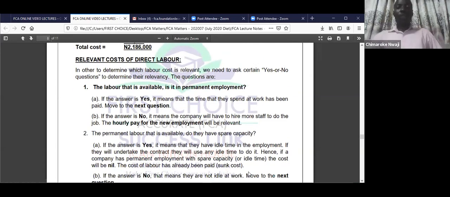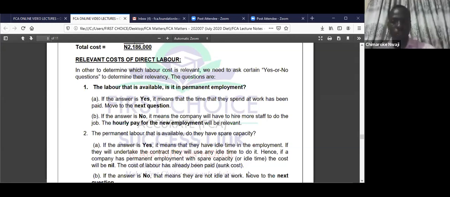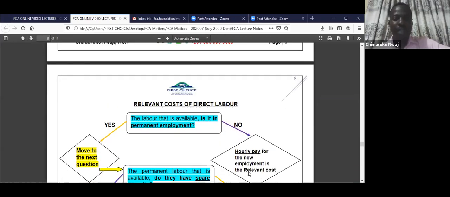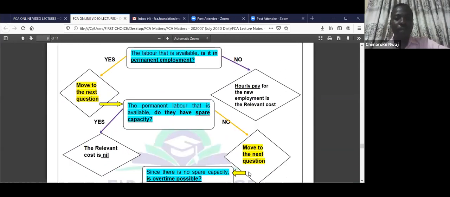Relevant costs of direct labor. Now, in order to determine which labor cost is relevant, we need to also ask a yes or no question. So this is like a yes or no question in the exam. So what are those questions? Look at the diagram I'm going to show you here now, similar to what we considered in the first one.